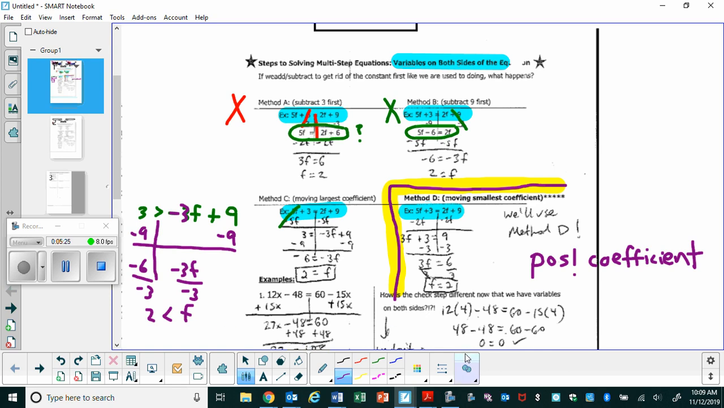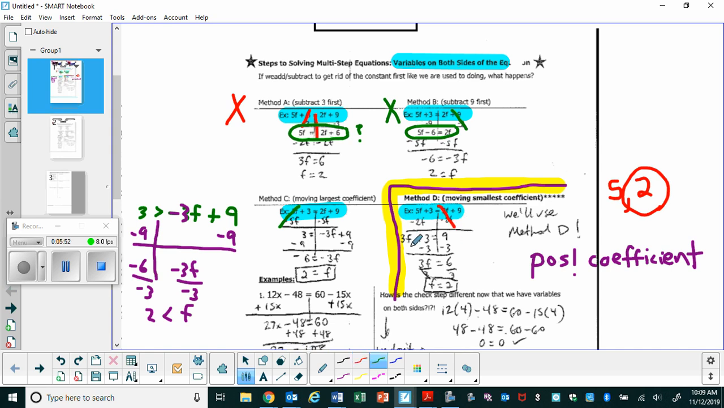So I'm going to walk you through method D now. And from the beginning here, if you have an equation with a variable on both sides, you're going to simply ask yourself, what is the smallest coefficient? Well, in this example, one of my coefficients is a 5. The other coefficient is over here, and it's a 2. So which one is smaller between these two numbers? 2. So that's where we're going to start. Since 2 is positive, we're going to subtract 2f's from both sides. That cancels out over here.